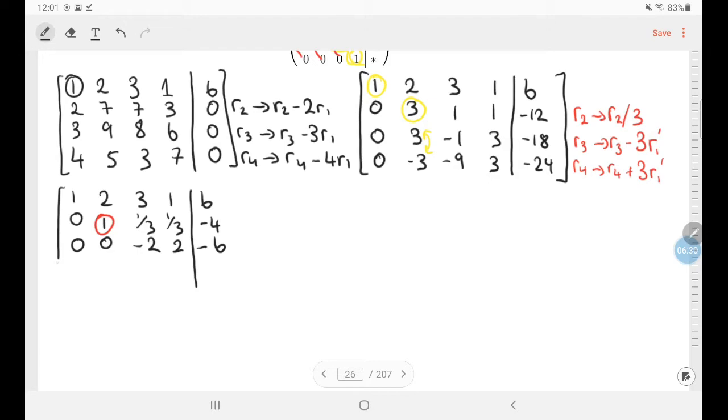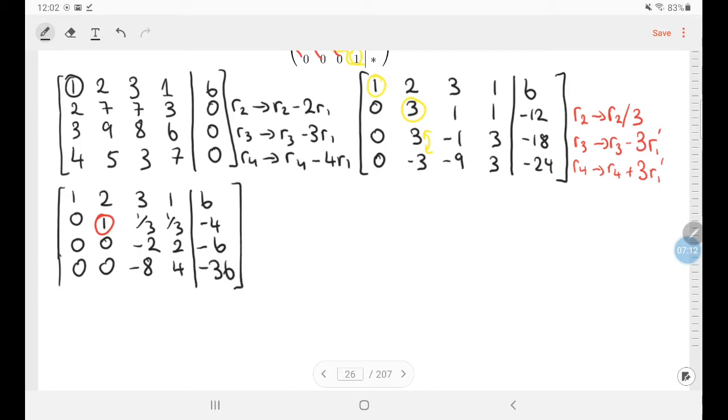So now the last one then, row 4 sent to itself plus 3 times new row 1. So 0 plus 3 times 0 is 0. Minus 3 plus 3 times 1 is 0. Minus 9 plus 3 times a third is minus 9 plus 1, which is minus 8. And then 3 plus 3 times a third is 3 plus 1, which is 4. And the last one, I'll use the calculator: minus 24 plus 3 times minus 4, and I get minus 36. I'm going to double check that for myself. Yeah, looks good.